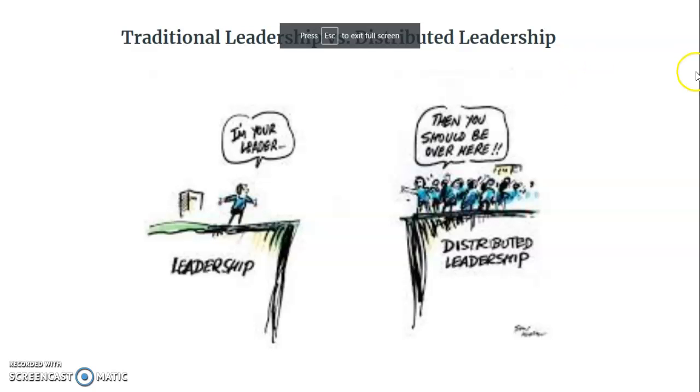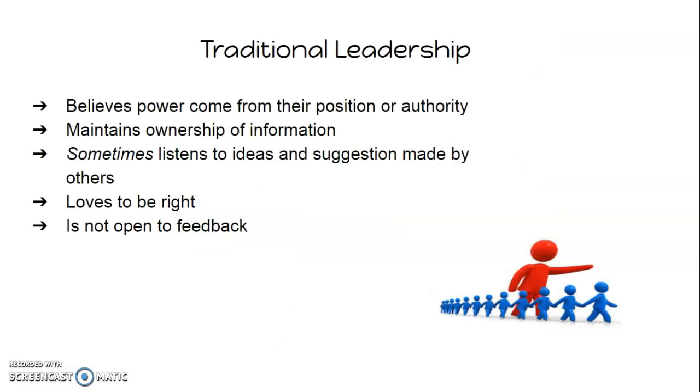All right, for this week's discussion question, one of the prompts to choose from was to distinguish between traditional leadership and distributed leadership. So I found this little cartoon. Here it looks like it would be the principal on the left saying, "I'm your leader," and then the rest of the school on the right. "Okay, then you should be over here." And I think this picture depicts it perfectly to demonstrate how in distributed leadership, it's a team effort and a collaboration process. So here's a breakdown of the two.